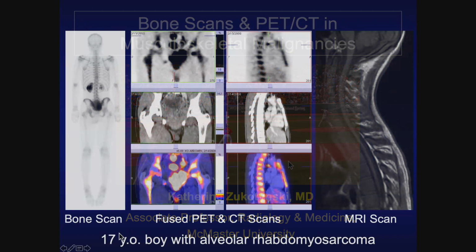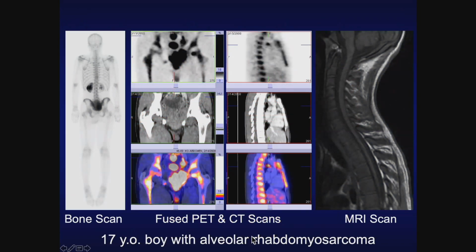This, on the other hand, is a 17-year-old boy with alveolar rhabdomyosarcoma. That's a particular flavor of rhabdomyosarcoma that likes to insinuate in the marrow of the bone. So what's interesting on this one is they did a diagnostic CT and bone scan at the time of initial evaluation, and the diagnostic CT had a solitary line in the report saying there are no suspicious lytic or blastic lesions in the bones.